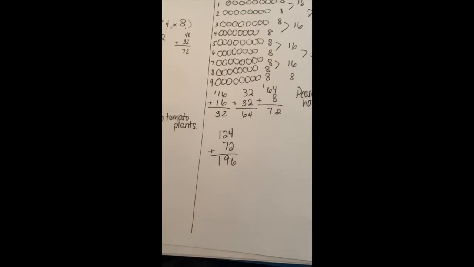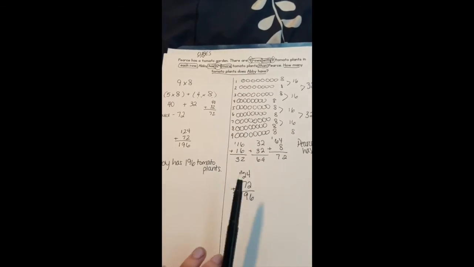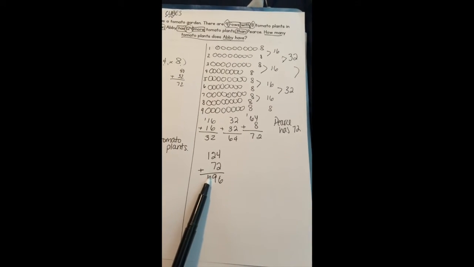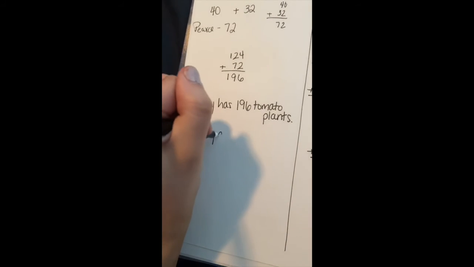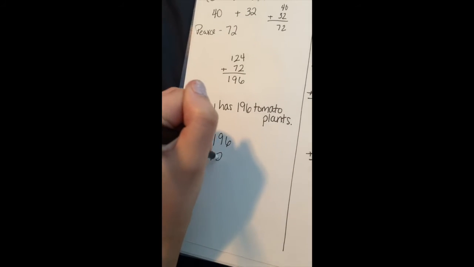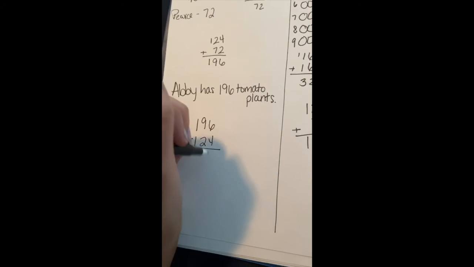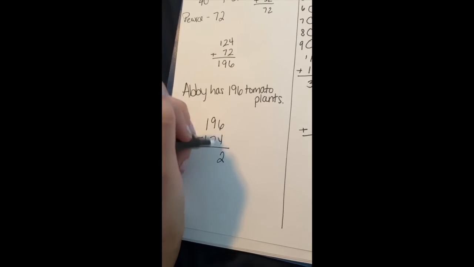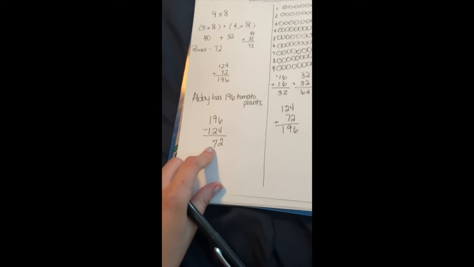Also, when I get my final answer of 196, I want to check my work. So what I could do to check my work here is that 196 minus the 124 should come out to be 72. So if I did 196 minus 124, I should come out with 72. Now if I go ahead and do that, 6 minus 4 is 2, 9 minus 2 is 7, 1 minus 1 is 0. So I am checked out, okay?